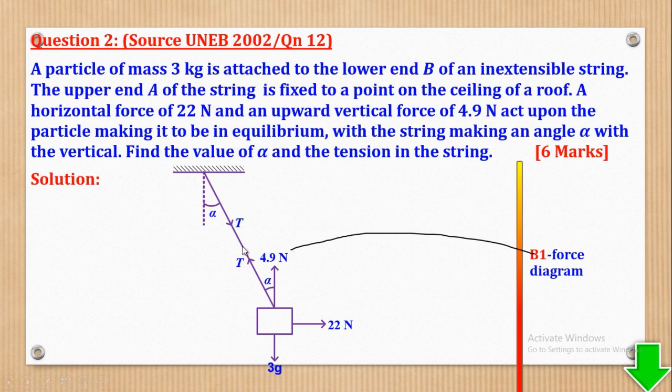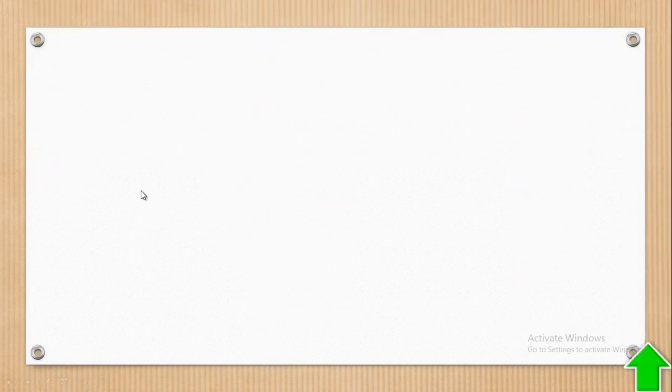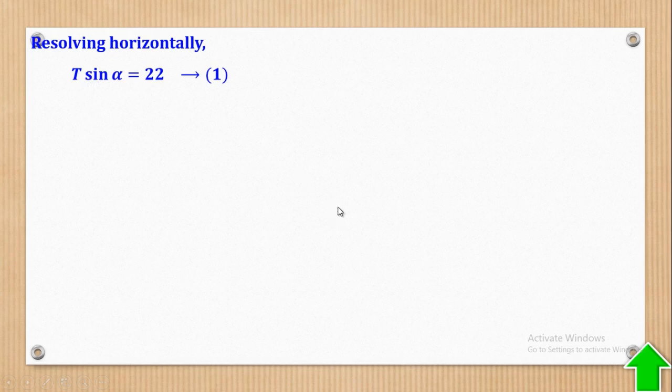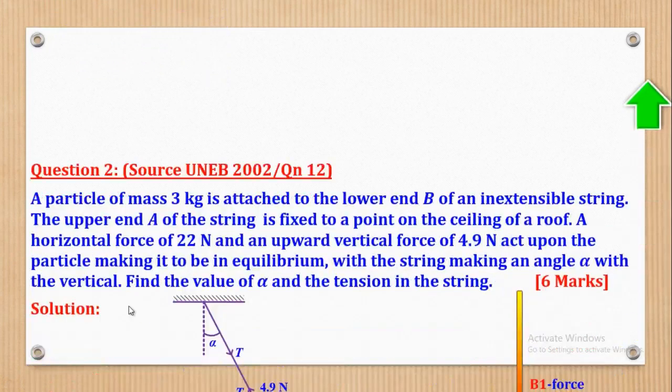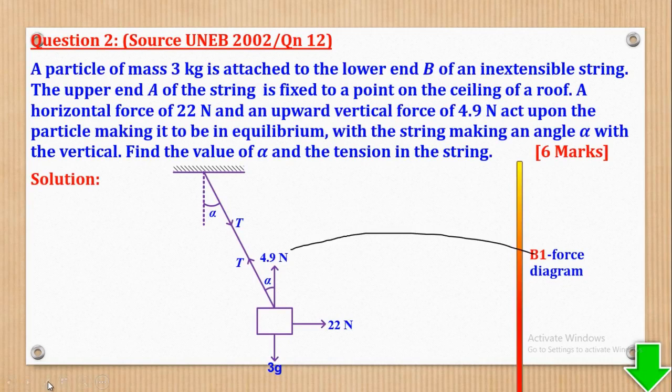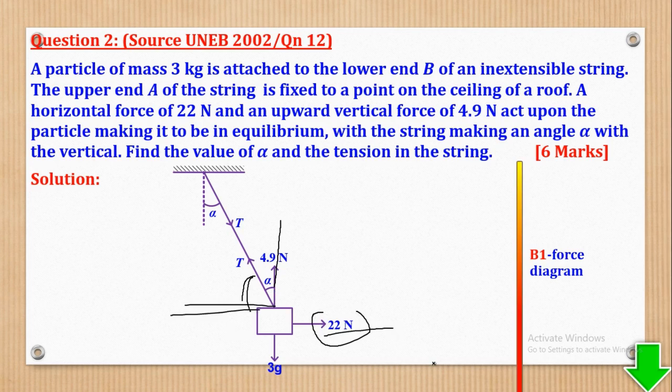Remember, for equilibrium, we have to resolve vertically and horizontally. So I'll start by resolving horizontally, and I'll come up with T sine alpha is equal to 22. Let's see where that comes from. So T is here, so when I resolve that tension horizontally, remember the angle lies on the vertical, meaning the vertical component will have cos, and therefore the horizontal component will have sine. That is why it was T sine alpha, and it is equal to this, because this is going to the right and this is to the left, so they have to be equal.